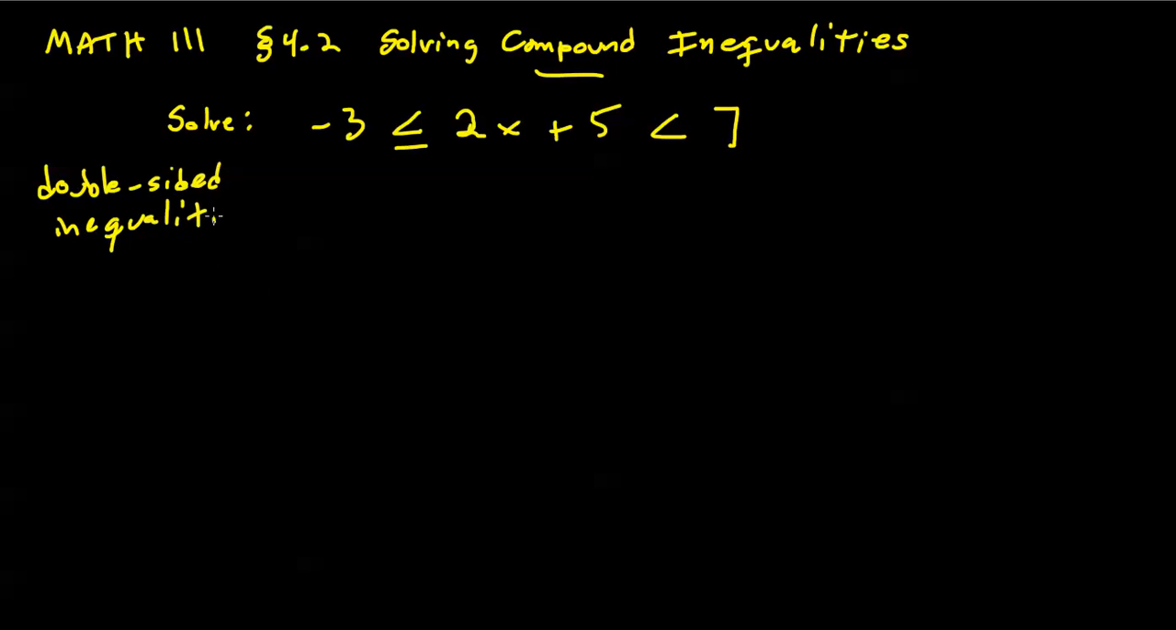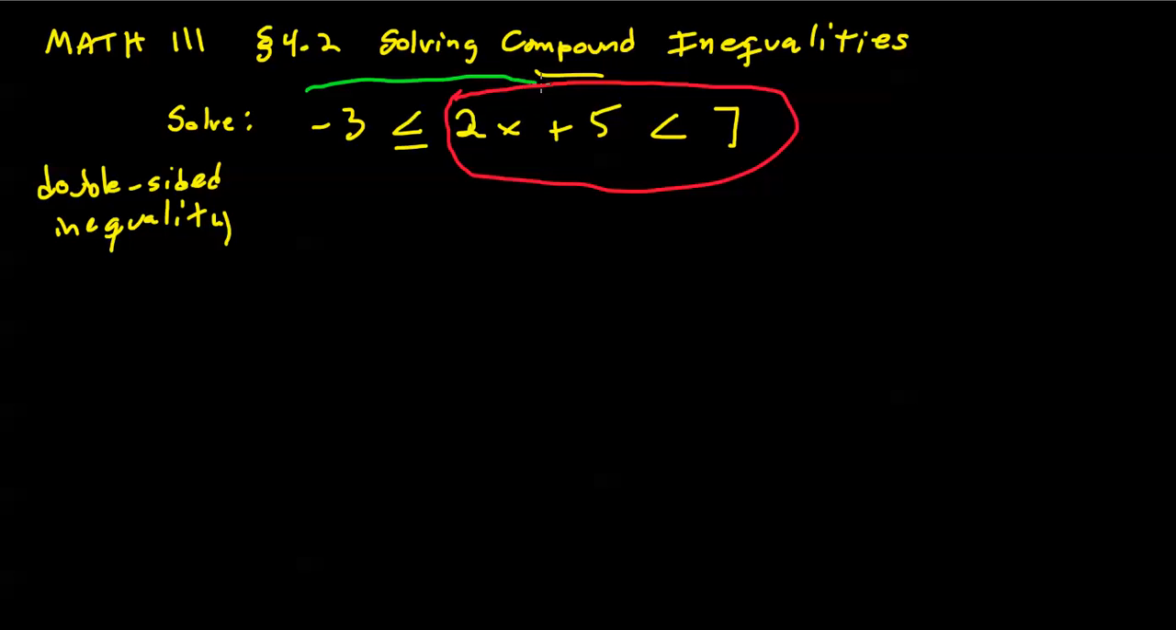Double-sided inequality. Really what we are doing here is solving two inequalities at the same time. We are asked to solve this inequality, 2x plus 5 is less than 7, and this inequality, that minus 3 is less than 2x plus 5. So really double-sided inequalities of this type are really AND statements.